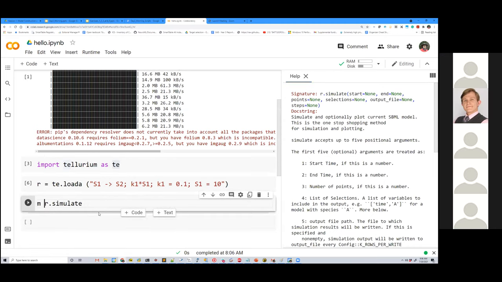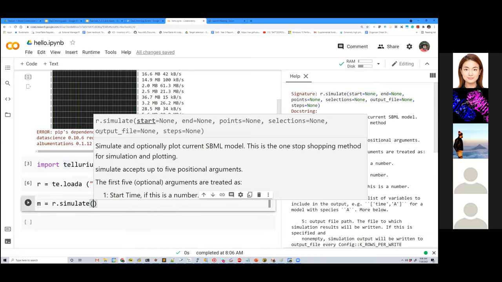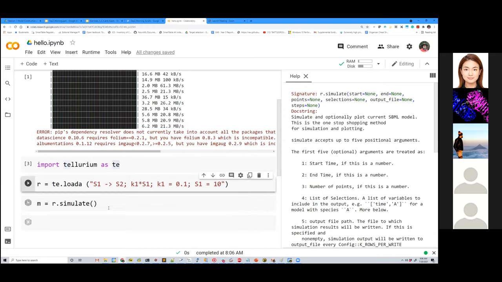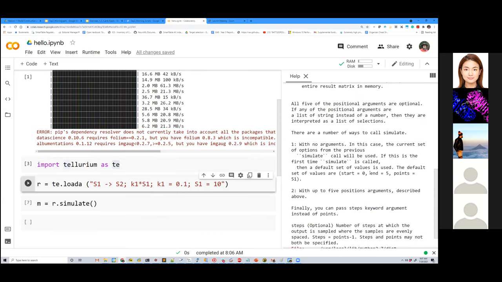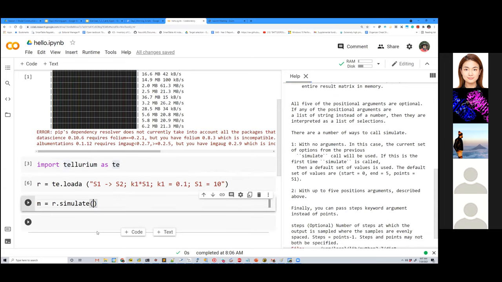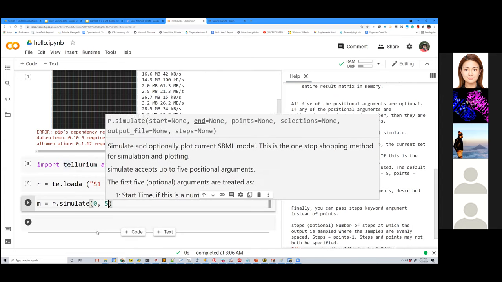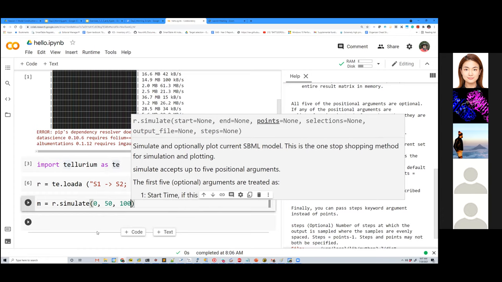Let's go M equals. Now, by the way, you don't have to assign anything to simulate it. Unless you want to see the actual numbers, you don't need to assign anything, but we'll have a look at the numbers coming back. You don't even have to put anything there either. There are some defaults. Does it say here at all? Yeah, the default is start is zero, end time is 5, and the number of points is 51. That's sometimes too small. The end time is sometimes too small. So I'll push it up to 50, and we'll do 100 points.